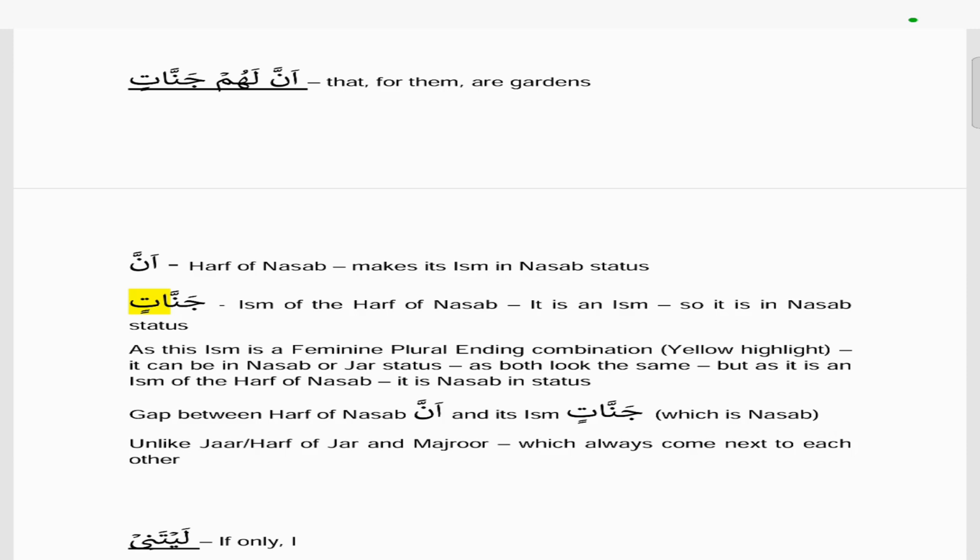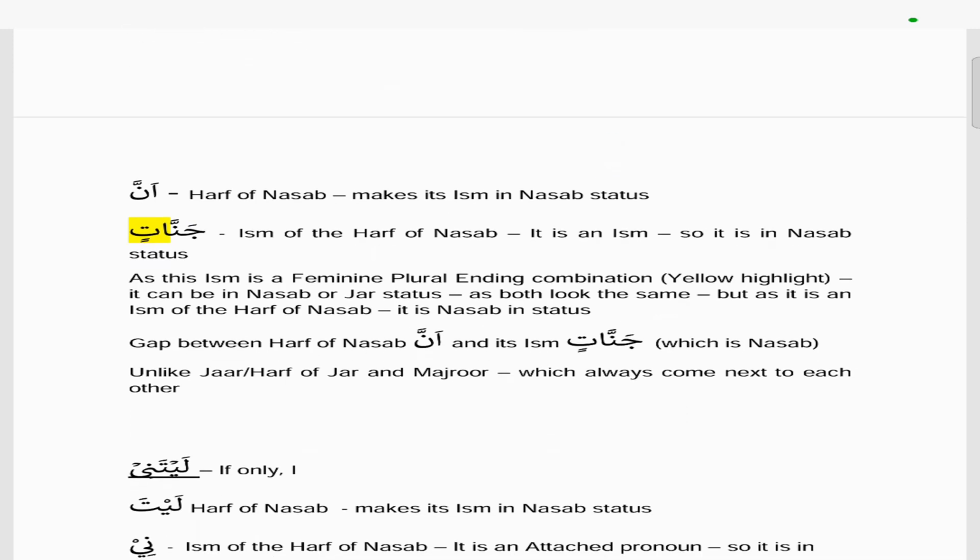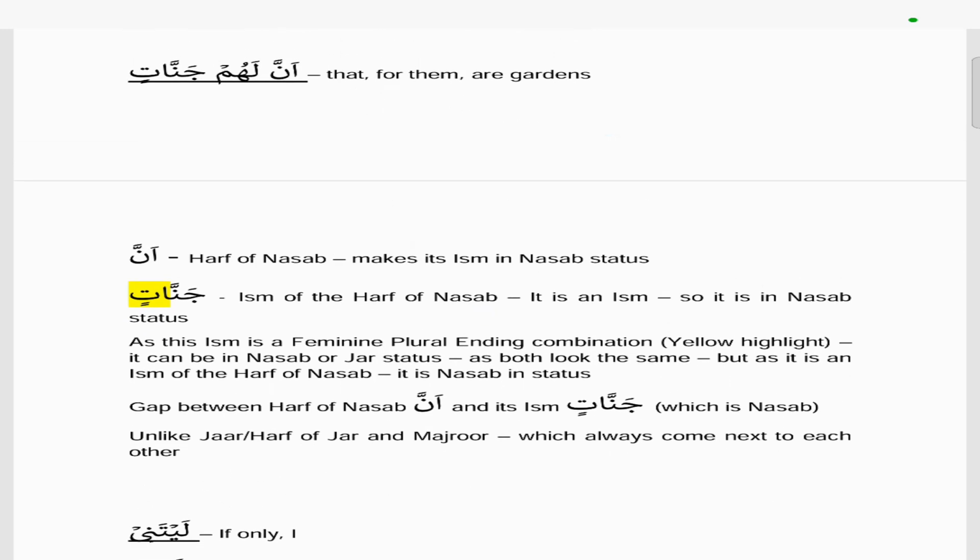So anna is a harf of nasab. It makes its ism in the nasab status. And the jannatin is the ism of the harf of nasab. So it is an ism, and it is therefore in the nasab status because the harf of nasab is acting on this word jannatin.